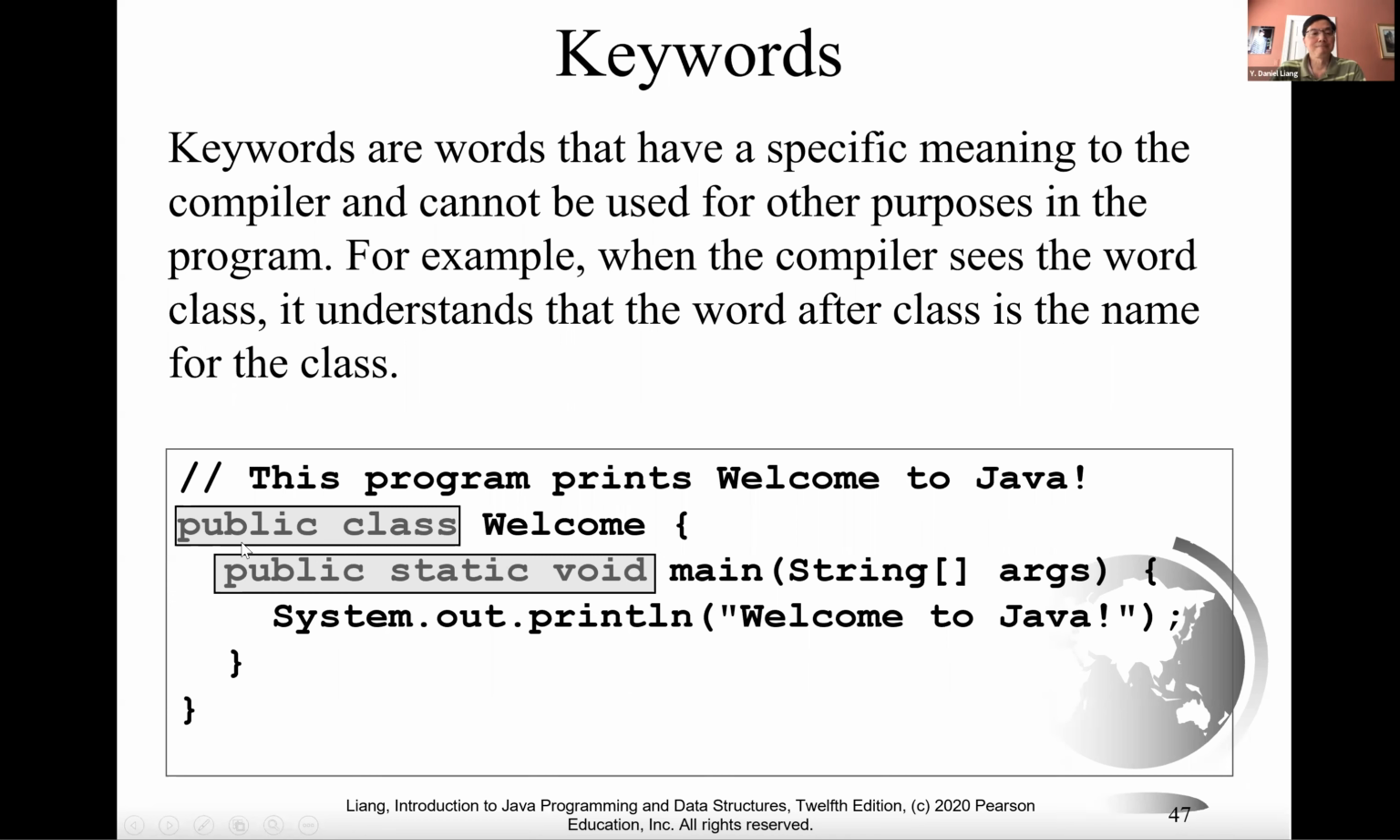In this program, the words public, class, public, static, void are called keywords. Keywords have specific meaning to the compiler and cannot be used for other purposes in the program. For example, when the Java compiler sees the word class, it understands the word after class is the name of the class.